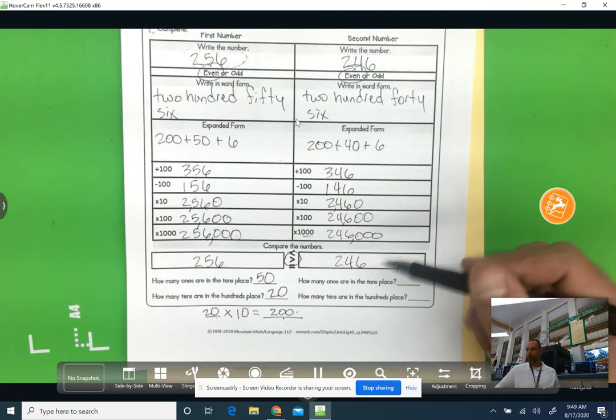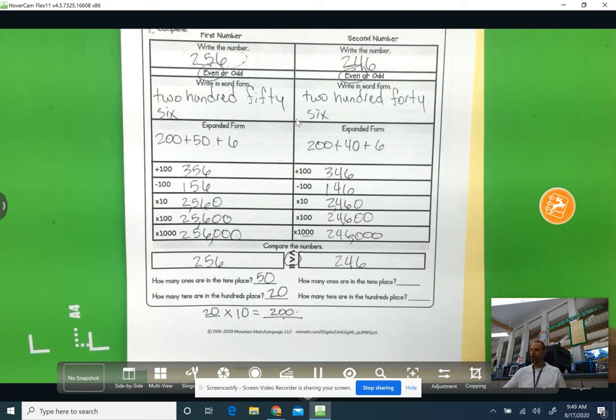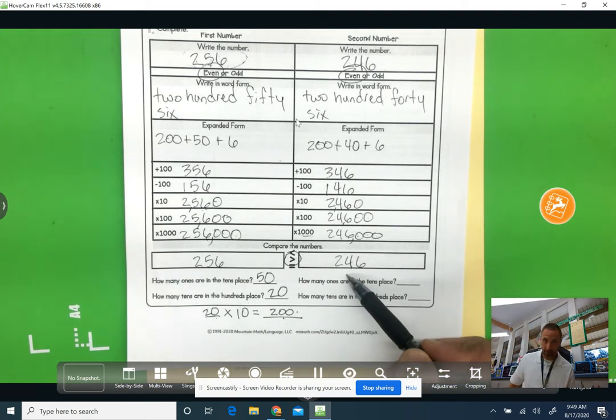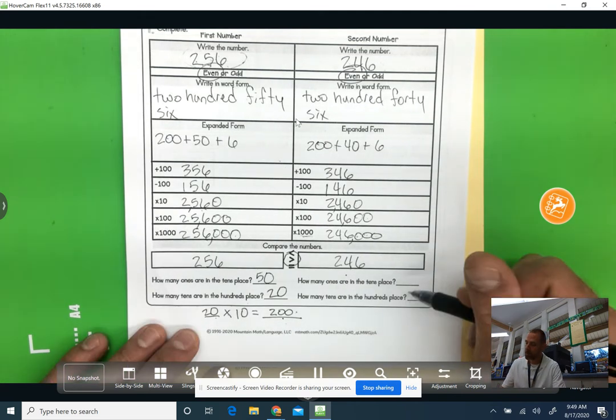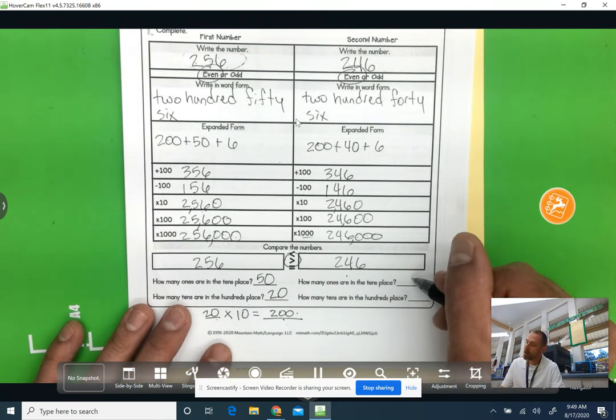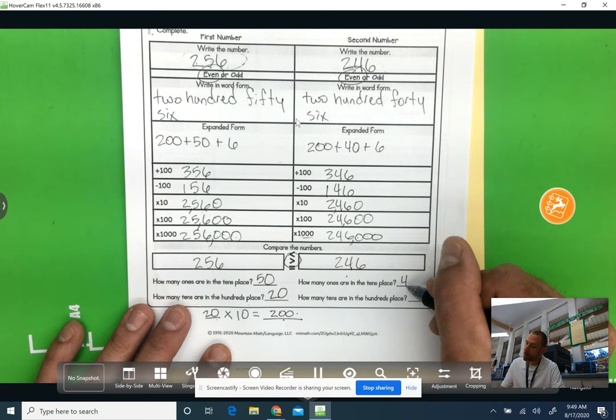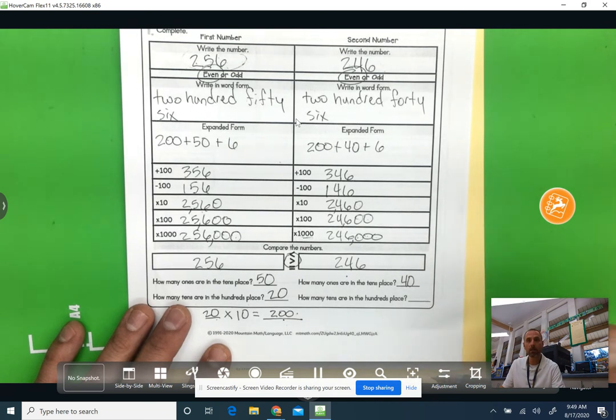All righty, 246. How many ones are in the tens place of 246? Before we can figure that out, what's the value of that 4? It is 40. So therefore, there are 40 ones in the tens place.